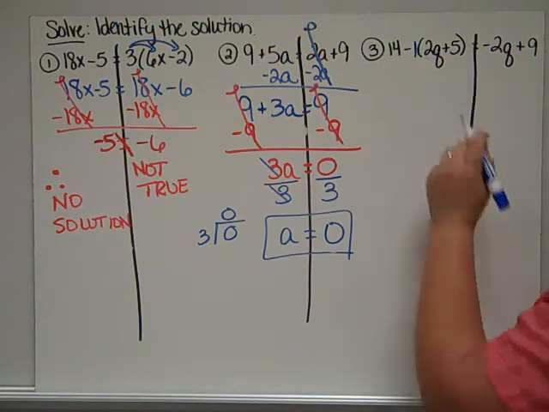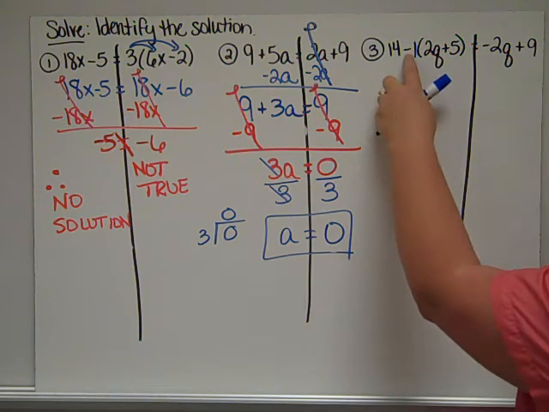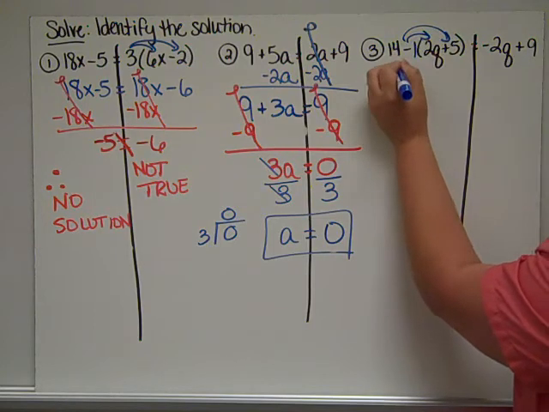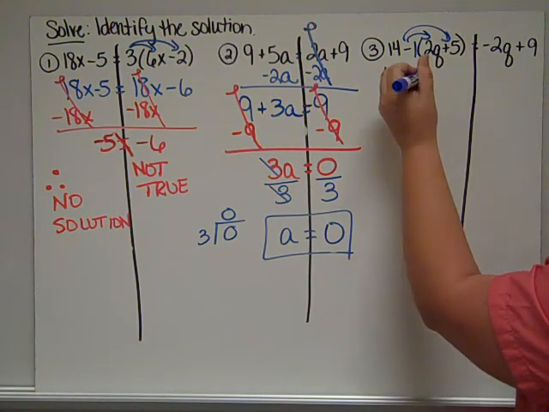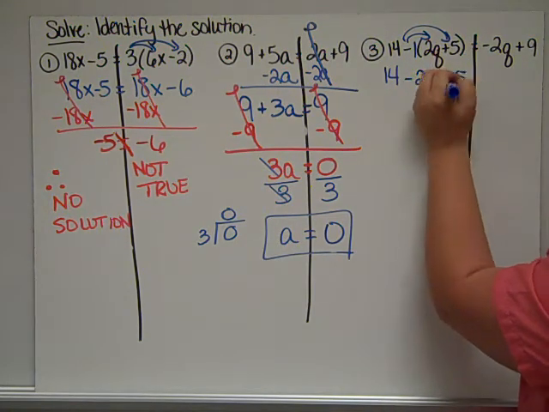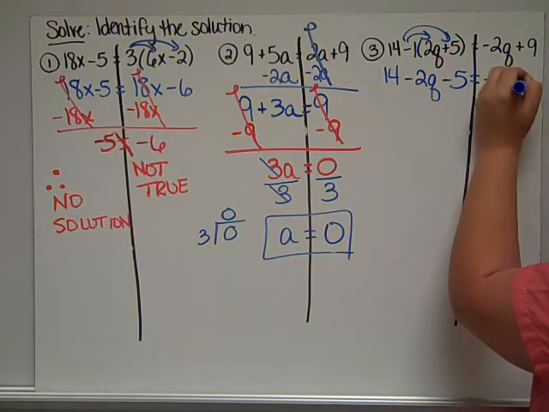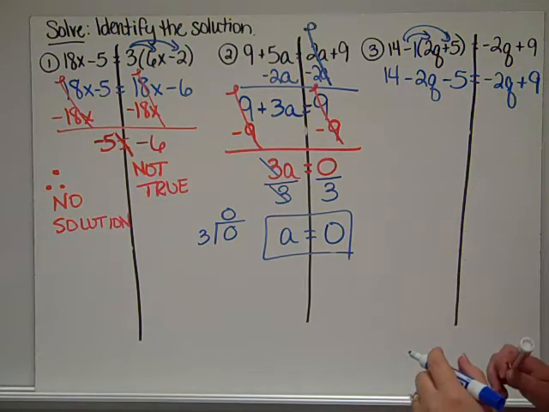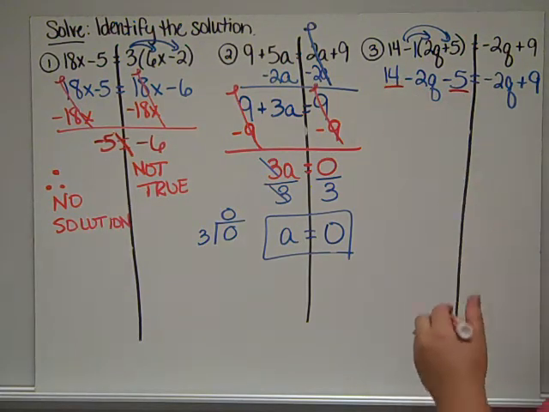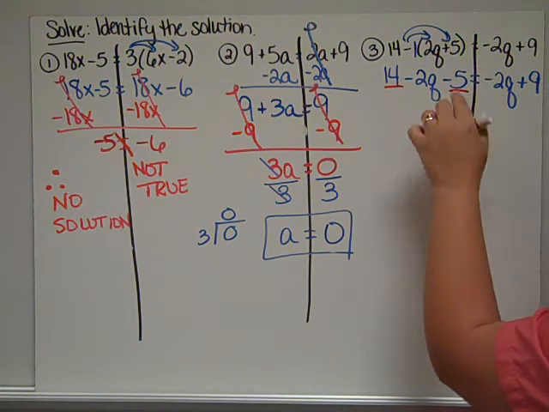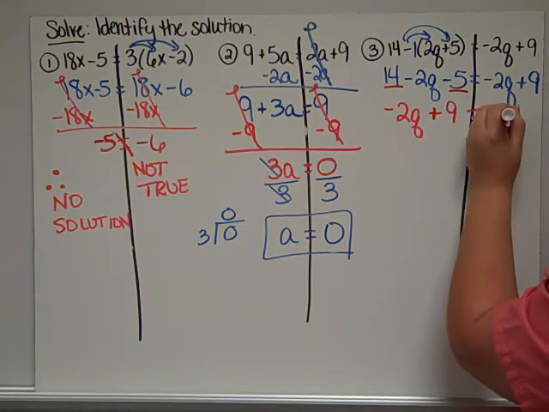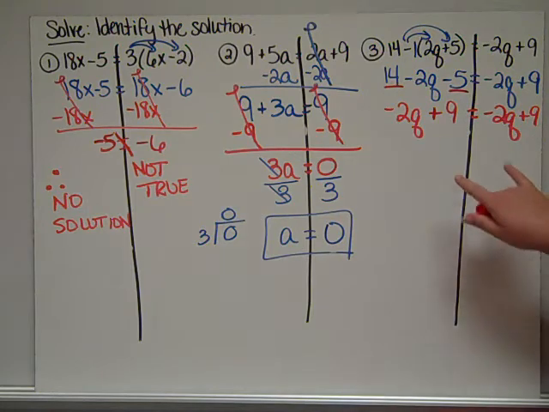I do have parentheses. So remember, there's that negative 1 sitting out there. If I had a plus sign, that would be a positive 1 that I would distribute. So let's go ahead and distribute to remove those parentheses. So negative 1 times 2q is negative 2q. Negative 1 times positive 5 is negative 5. All right, I see I have like terms on the same side. So a positive 14 and a negative 5 is positive 9. I can stop here if I would like.